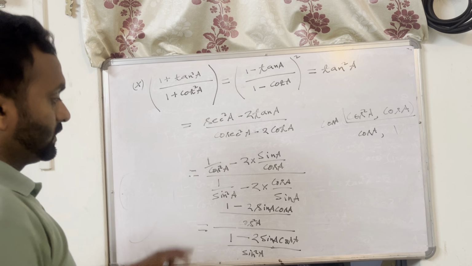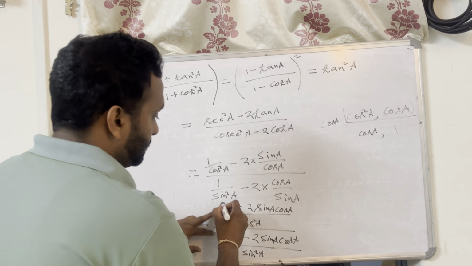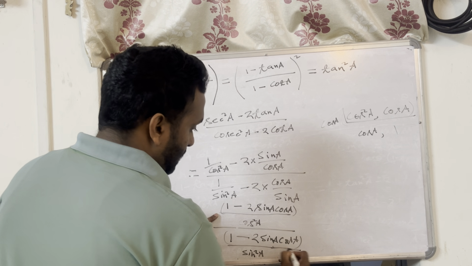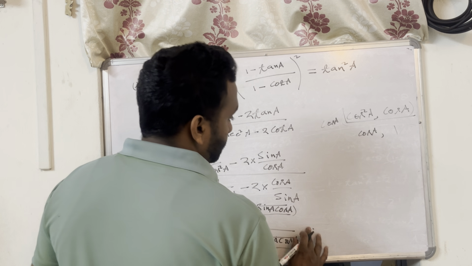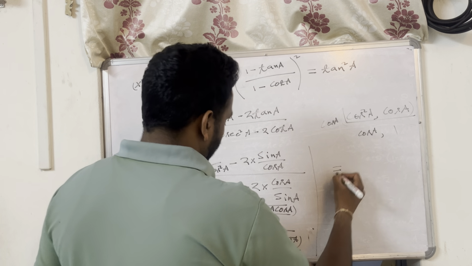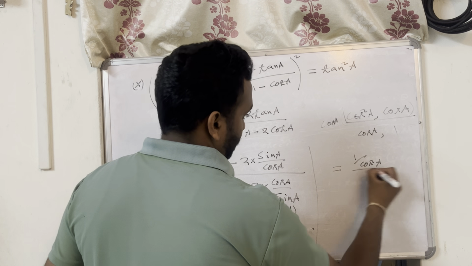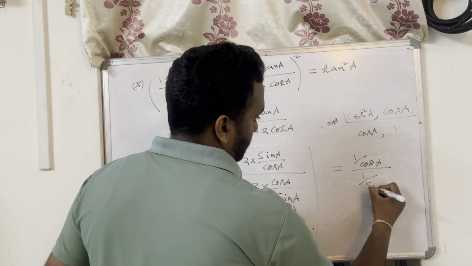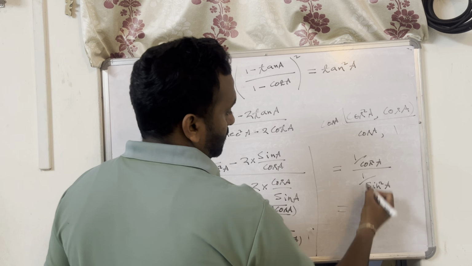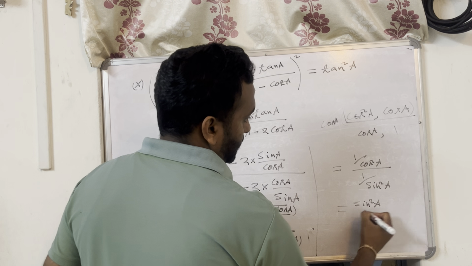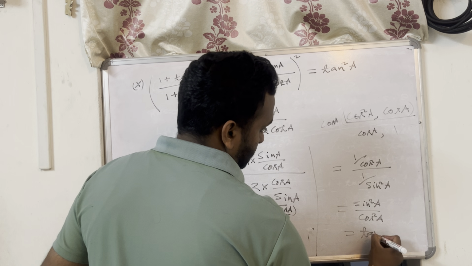Look here carefully. The numerators are same. This is P Q, P Q. So P is same. So if the P is same, it will get cancelled with each other, and we will be getting how much? We will be getting 1 by cos square A divided by 1 by sin square A. So again this Q will go down and this Q will go up, so it will be sin square A divided by cos square A, which is nothing but tan square A.